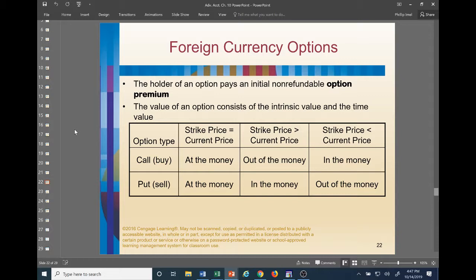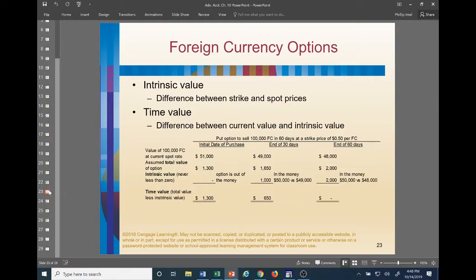And obviously, the value of the option is going to consist of the intrinsic value and the time value. So the time value and intrinsic value are going to determine the value of the option. The intrinsic value is going to be the difference between the strike and spot prices, and the time value is going to be the difference between the current value and intrinsic value.